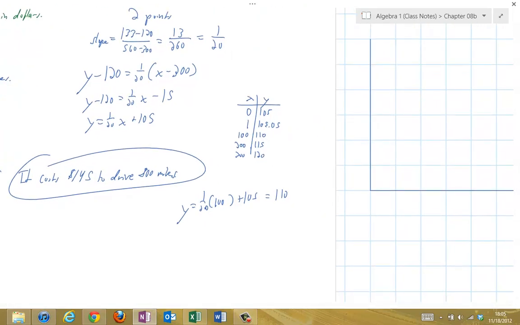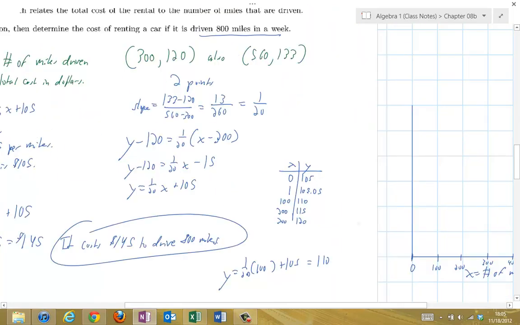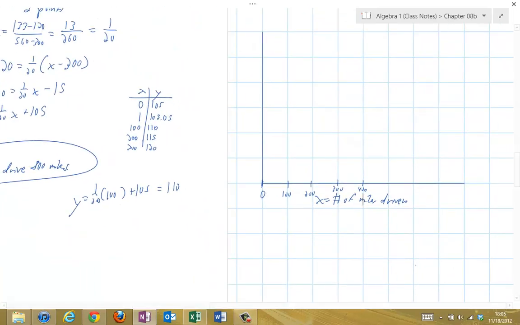That way, when I do this graph, if x is equal to the number of miles driven, I wouldn't want to see a graph that changes between 0 miles and 1 mile, because you don't rent a car to go multiple miles. You rent a car to go hundreds of miles. So my x-axis is going to be 0, 100, 200, 300, and I'm going to go all the way out to 800 because the question asks me to do so. 500, 600, 700, 800.